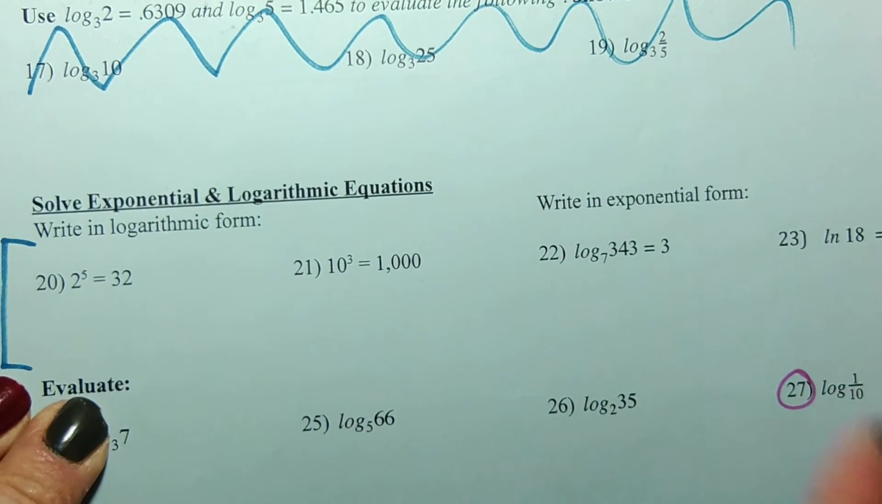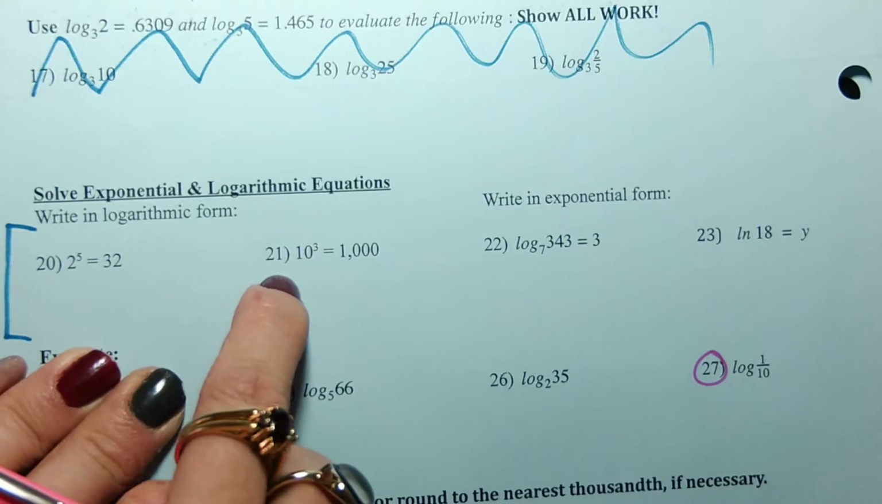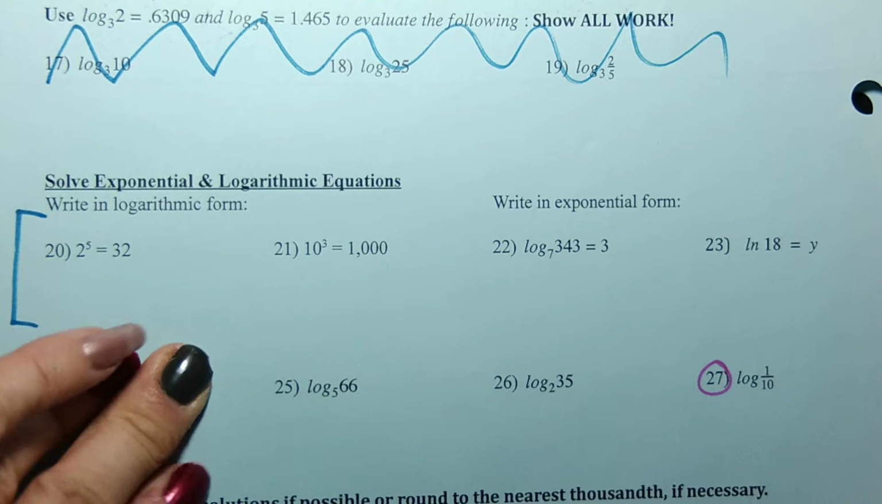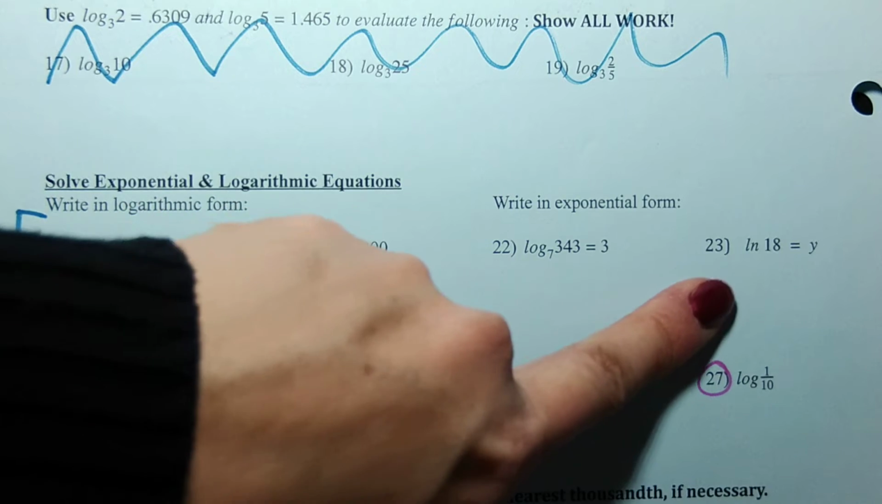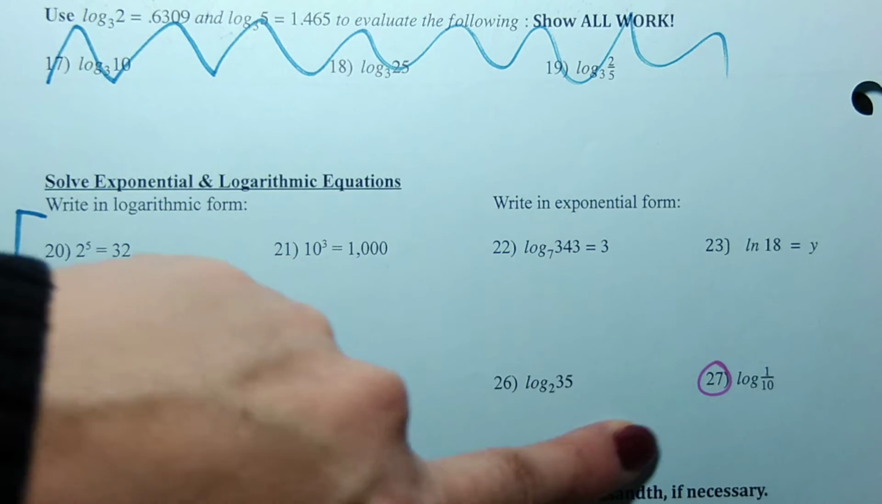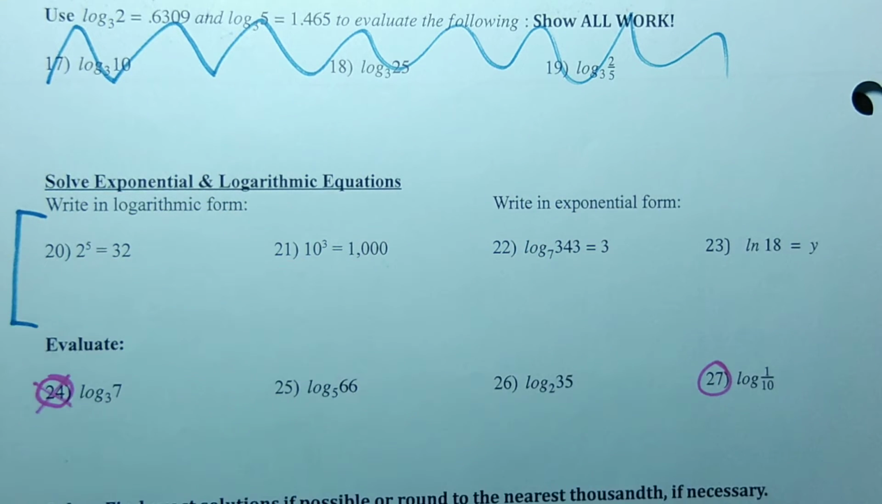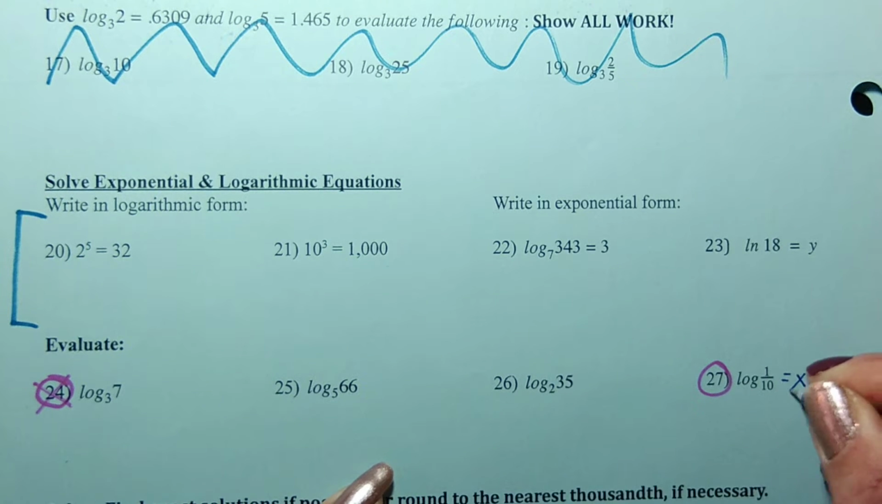So I want you, best you can, to try 20 and 21, writing those in logarithmic form, just rewriting, nothing to solve for there. 22 and 23, writing in exponential form. And then see if you can evaluate number 27. If it helps, you can put an equals x onto the end. Good luck.